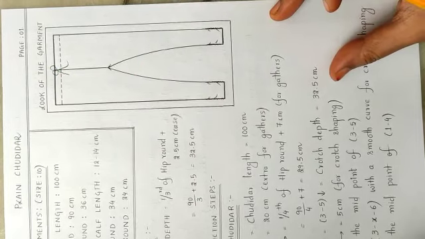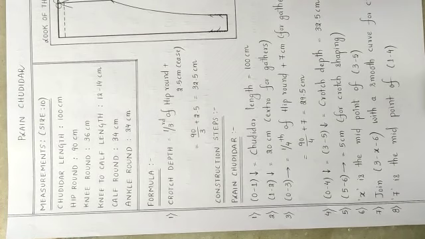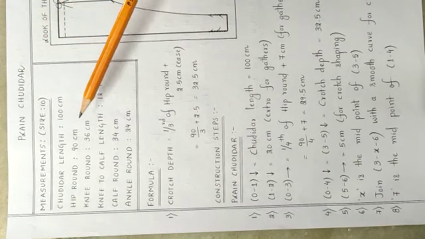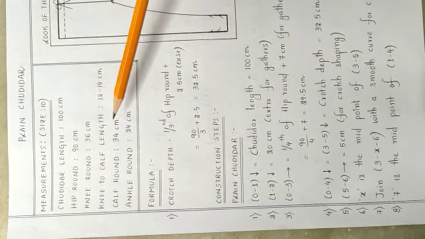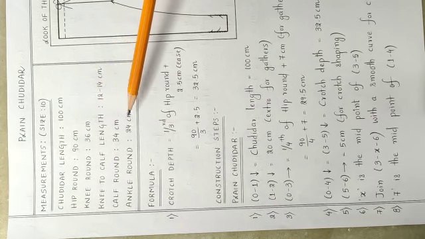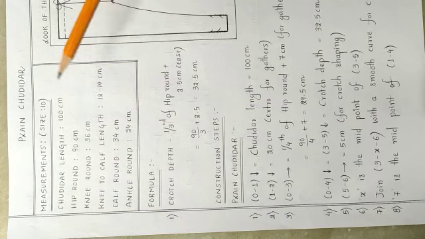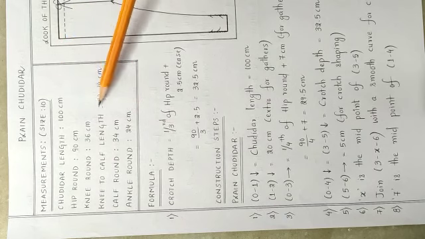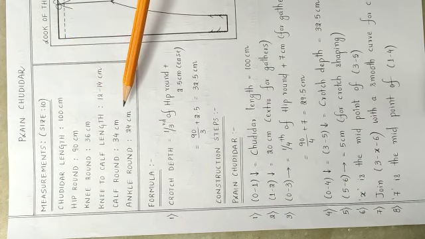Now, the measurements required for your plain chudidar are chudidar length, hip round measurement, knee round, knee to calf length, calf round and ankle round. These are the measurements required for plain chudidar, and these are the measurements for standard size 10.